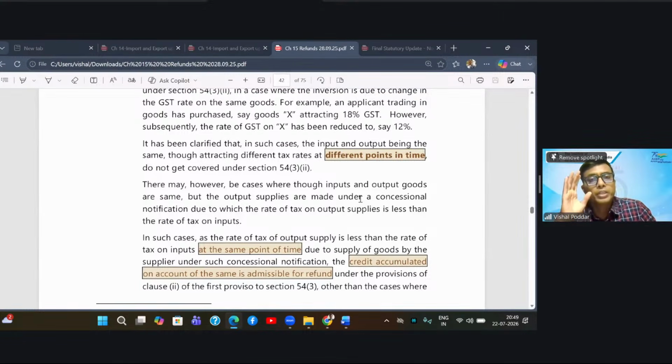After the rate change, it has become 5%. Now, whether this scenario falls under inverted duty structure. So the answer is where your supplies are attracting different rates at different points of time, it is not covered under 54(3), that it will not be covered under the inverted duty structure.